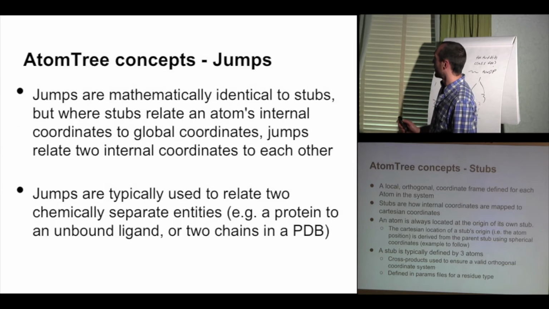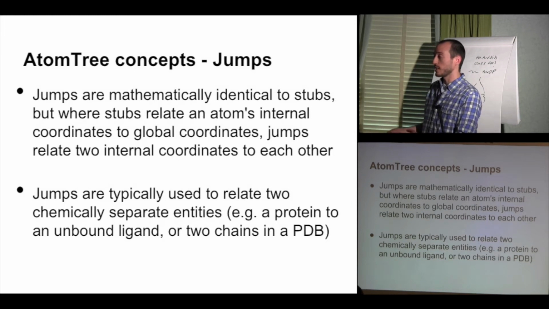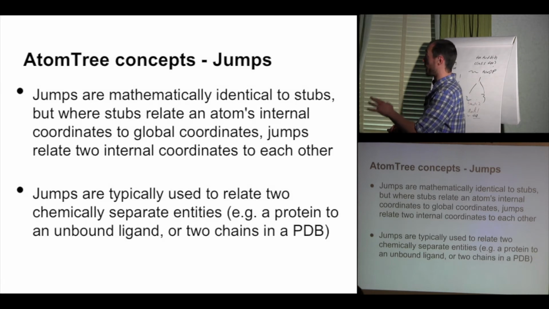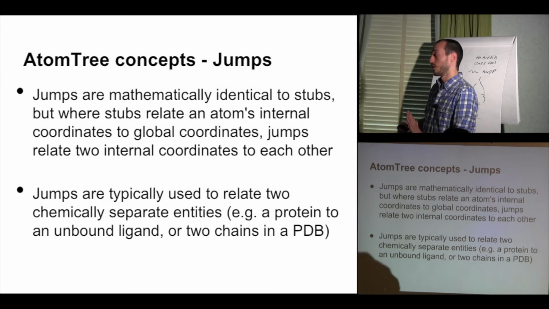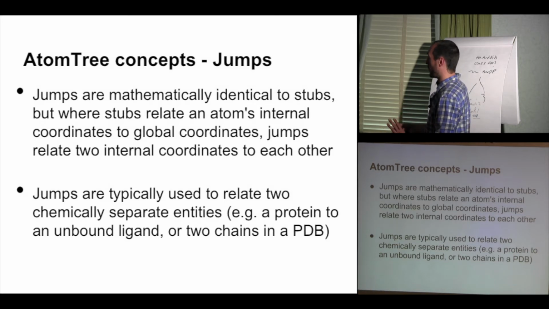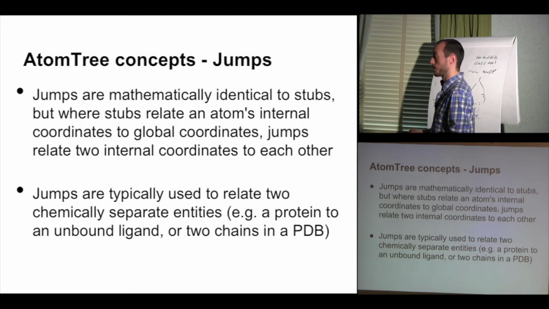All right. Another concept that I want to talk about is jumps. Jumps are just like stubs, but where stubs relate an atom's internal coordinates to its Cartesian coordinate, a jump relates 2 internal coordinates to one another. They're used in Rosetta to separate chemically separate entities. Like 2 chains are going to be separated by a jump in Rosetta. Jumps and stubs are both atom tree things? They're both atom tree things, yeah.